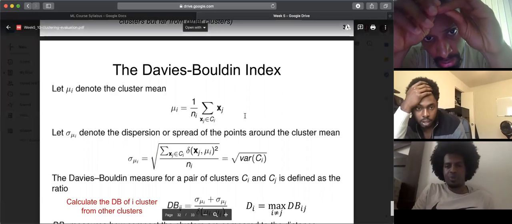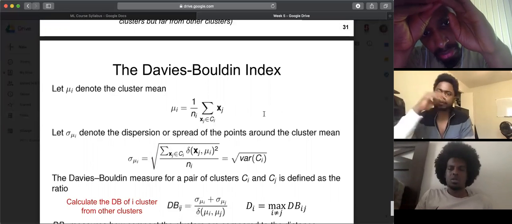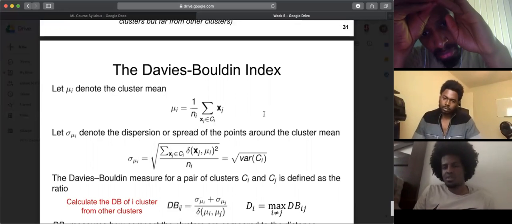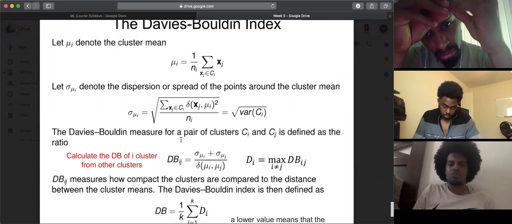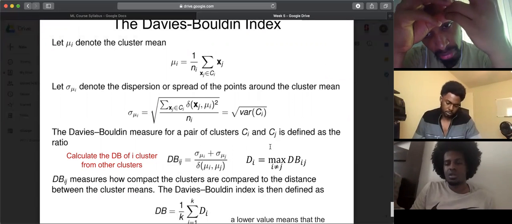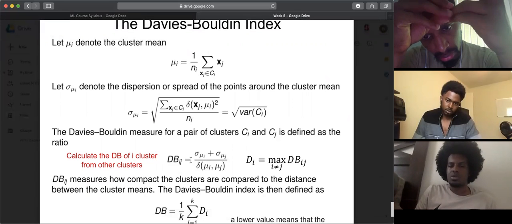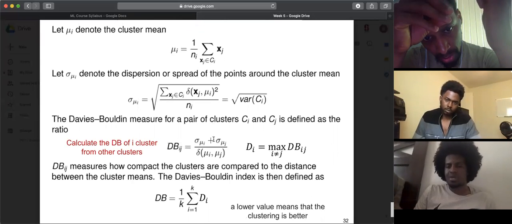This Davies-Bouldin index is talking specifically about dispersion and spread of points. So this has to do with variance, or the square root of variance, standard deviations. It's calculating the Davies-Bouldin measure for a pair of clusters Ci and Cj as the ratio of their standard deviations, and then you pick the max.